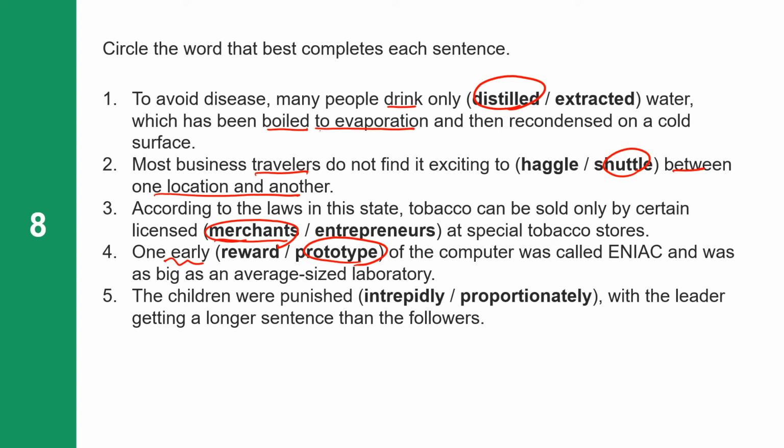The last one, the children were punished intrepidly or proportionately. So intrepidly is brave, so it cannot be a good answer. So proportionately, with the leader getting a longer sentence than the followers. The children were punished proportionately, with the leader getting a longer sentence than the followers.